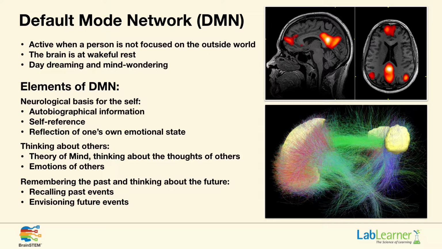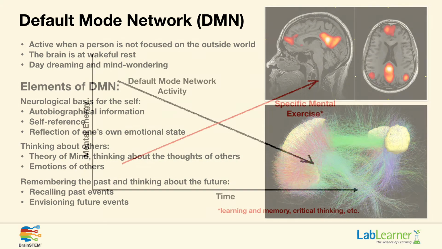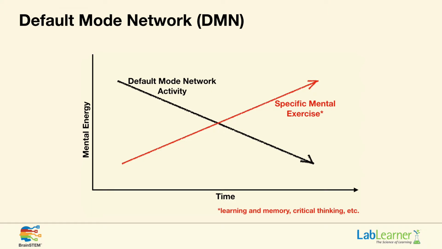So recalling past events, just thinking about your vacation, thinking of your drive in this morning, or envisioning future events. And I'm talking about if you're just sort of daydreaming about future events. If you actually get down to where you're making specific plans for future events, you're no longer in a default mode, but you're now starting to invoke some of the critical thinking skills that will sort of take you out of the default mode.